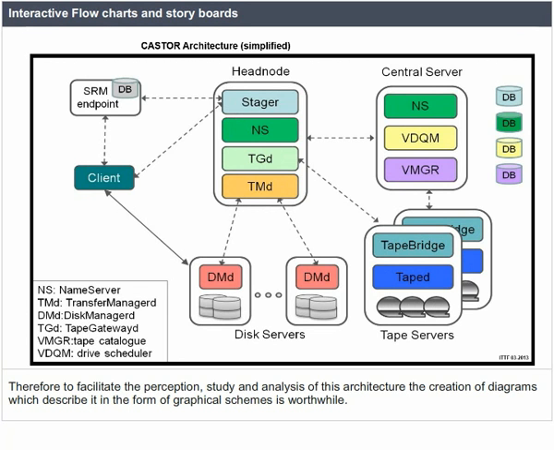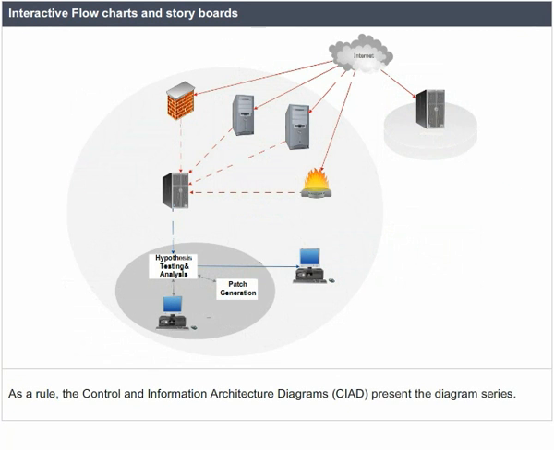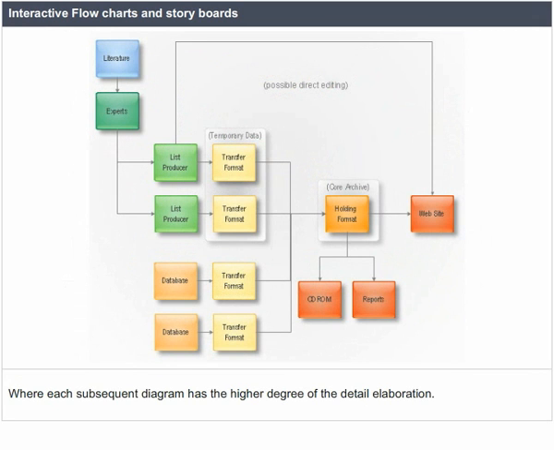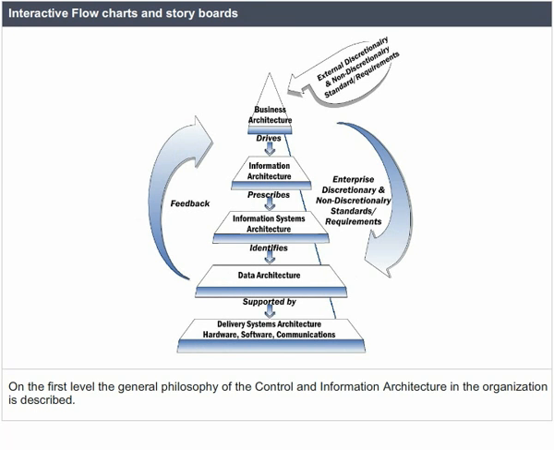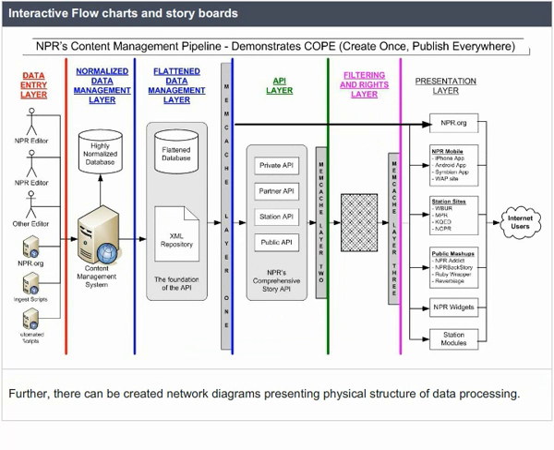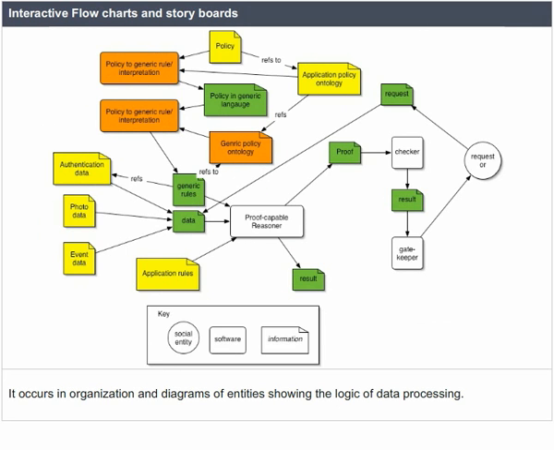As a rule, the control and information architecture diagrams (CIAD) present a diagram series, where each subsequent diagram has a higher degree of detail elaboration. On the first level, the general philosophy of the control and information architecture in the organization is described. Further, there can be created network diagrams presenting the physical structure of data processing, as it occurs in the organization, and diagrams of entities showing the logic of data processing.